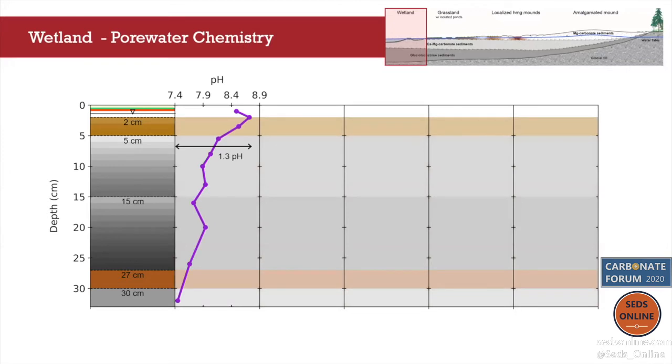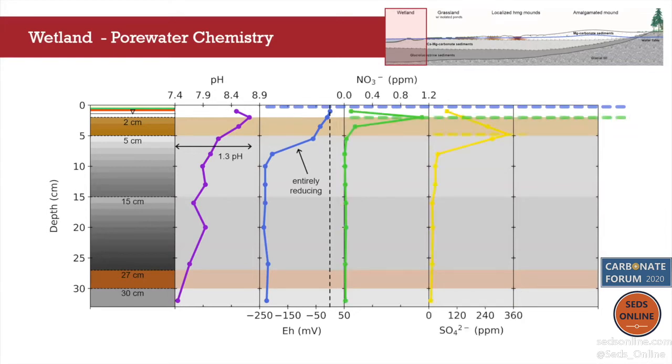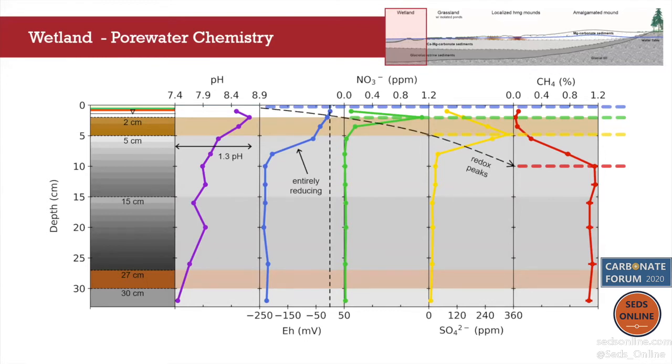Over the profile's depth, there is a change of 1.3 pH units, and all of the waters are reducing. At the same time, there is a clear redox zonation with peaks in nitrate, sulfate, and methane. This is common in most water-saturated sediments and caused by the preferential use of more efficient metabolites by microbes.